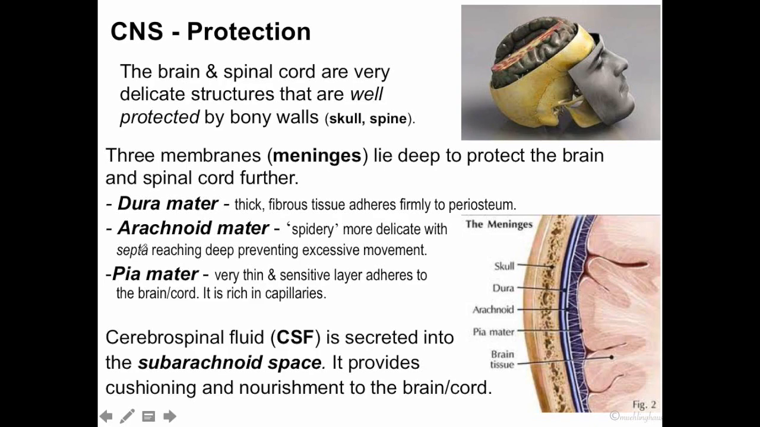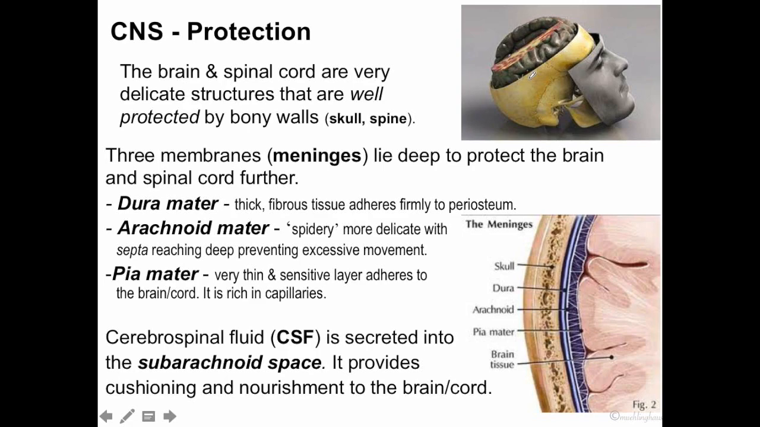The brain and the spinal cord are very, very delicate organs. They need to be well protected by a bony wall. So the skull here is a pretty hard, helmety type, bony wall. And down below, around the spinal cord, we have the spine itself, the bones. Deeper to the bones, we have 3 membranes. They're known as meninges, and they protect the brain and the spinal cord even further.